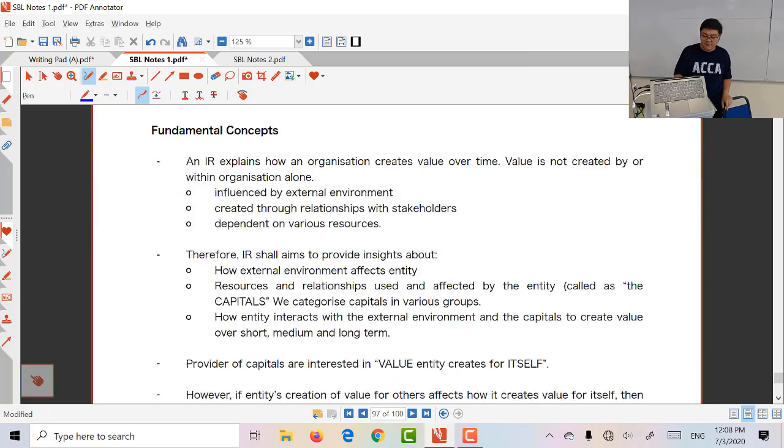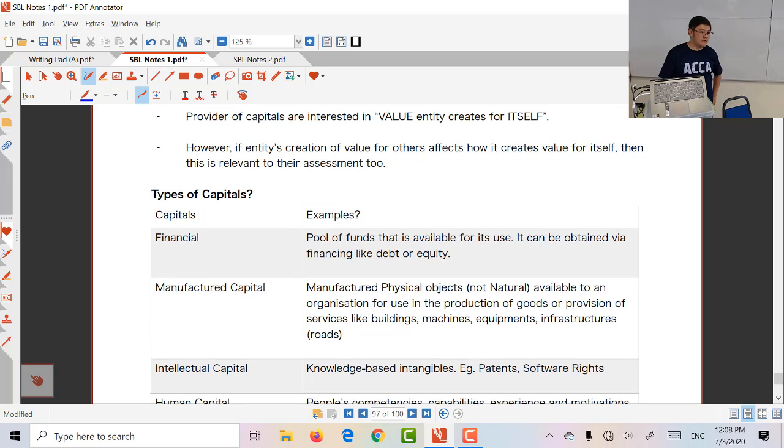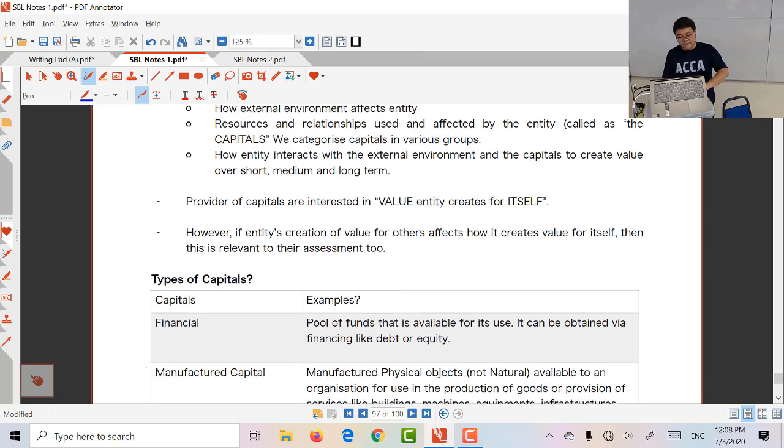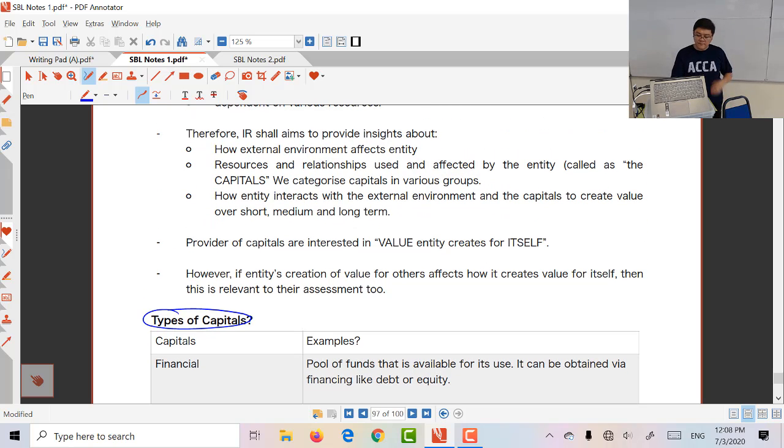Now, I will begin by explaining to you the meaning of capitals. There are 6 types of capitals. So can you come to page 97? Just look at the capitals that we have. You see, the major problem we have in the traditional financial statement is the way they recognize capital.